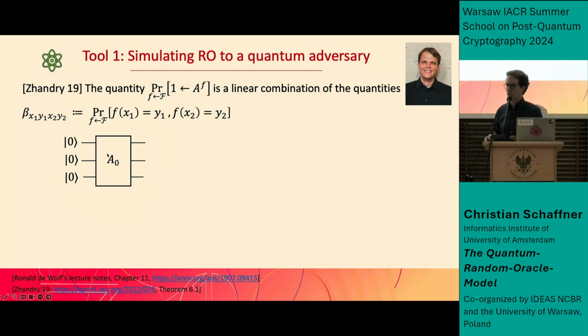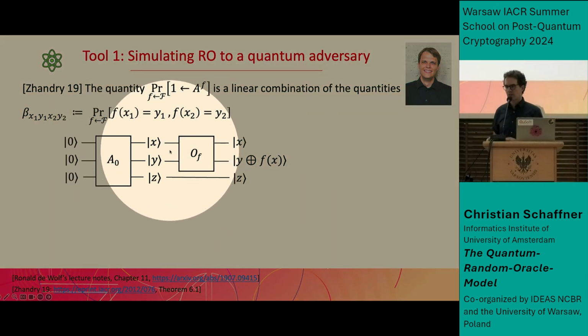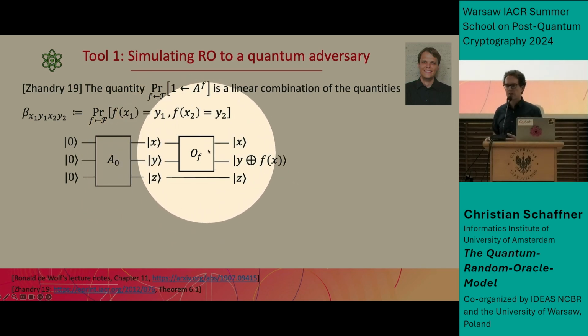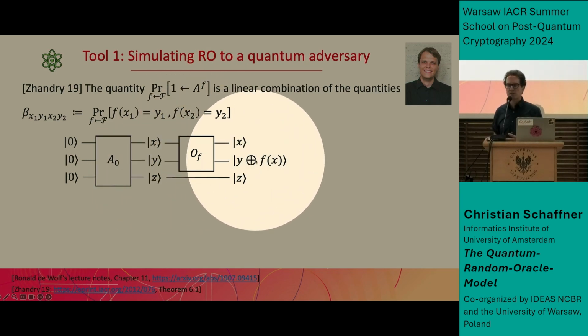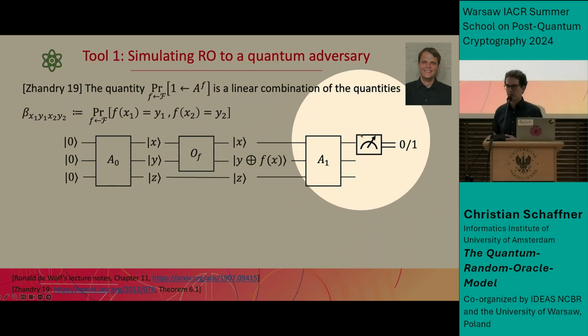That's, according to Giulio, the only thing that we are allowed to do in quantum mechanics. And then it makes one query, so it ends up with, say, 3 registers, X, Y, and Z. Z will just be preserved. X is the input to the evaluation of F, and Y is the usual register where the answer F of X will be XORed onto. Then there's some post-processing A1 you're allowed to do, and you measure, say, the first qubit. It doesn't matter, it could also be one of the other qubits. And then it outputs a single bit.